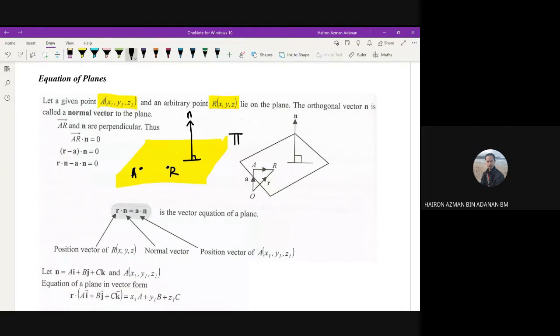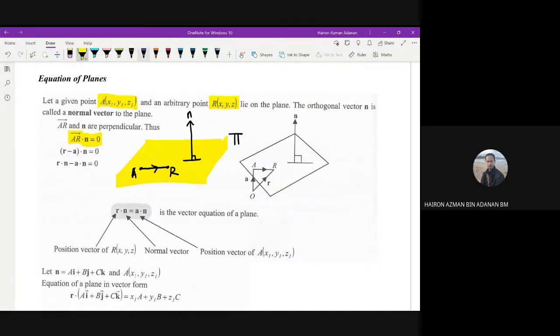As we know, if we find the vector AR and dot it with the normal vector, of course you will get 0, because the normal is perpendicular to the plane and AR lies on the plane. So when you dot, you will get equal to 0, correct? So the normal vector, I think no problem. I will teach you how to get the normal vector later.